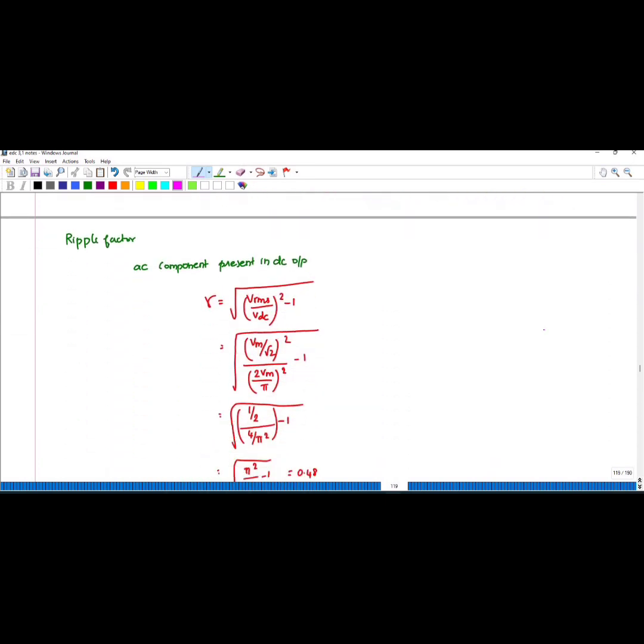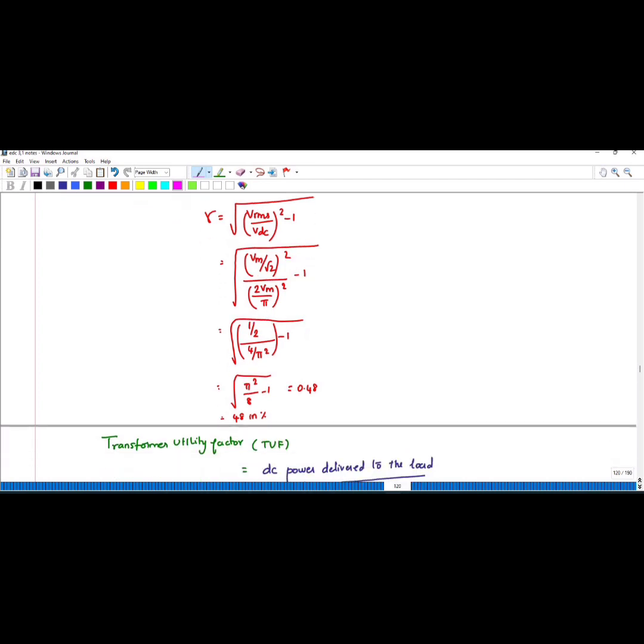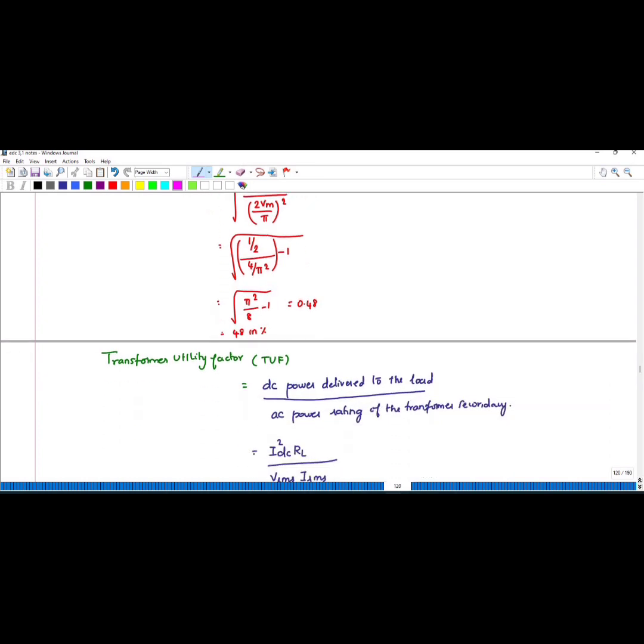81.13%. Next one is the ripple factor. Ripple factor is nothing but the AC component which is present in the DC. The formula is the root of (Vrms divided by Vdc) the whole square minus 1. If you substitute the values of Vrms and Vdc, you will get 0.48. Compared to the half wave rectifier, we are getting very less ripple in the full wave rectifier. This is one of the advantages of why we go for the full wave rectifier.